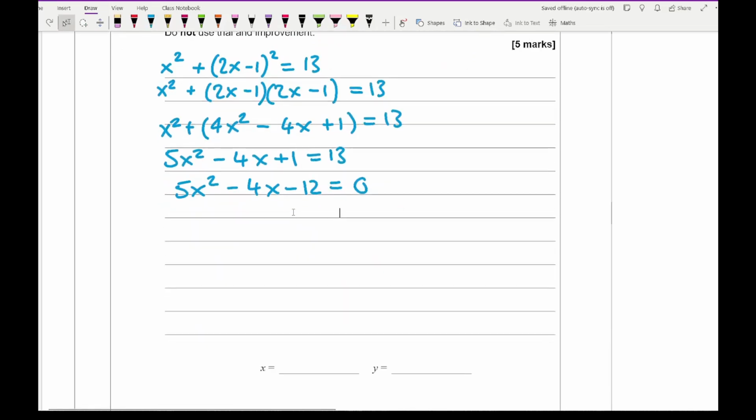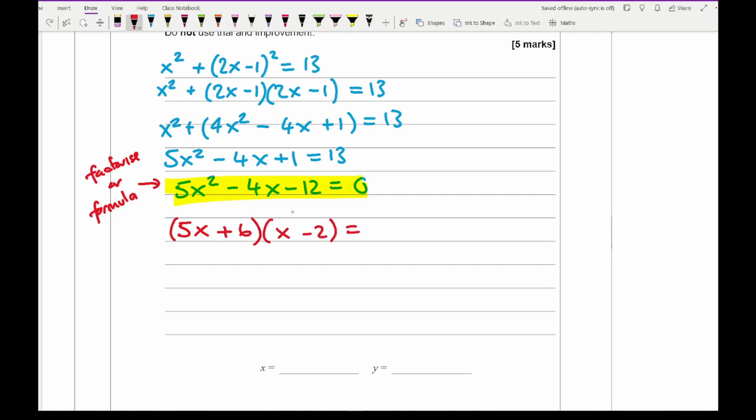So then from this, what I then want to do is solve this quadratic. Now I can either solve this by factorising or by using the quadratic formula, and it doesn't really matter which one you go for. But again, if you did factorise, you should have (5x plus 6)(x minus 2) equals 0. So x is going to equal minus 6 over 5 or positive 2. So then if you did the quadratic formula, I should end up with the same two values.